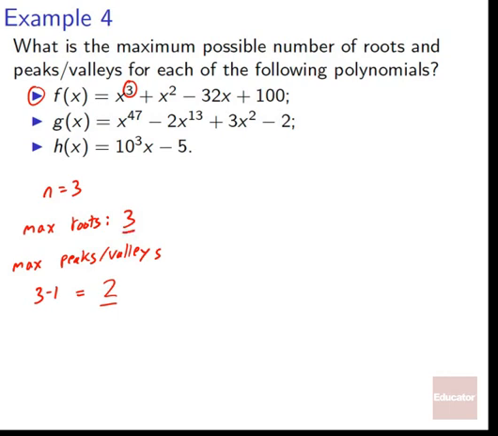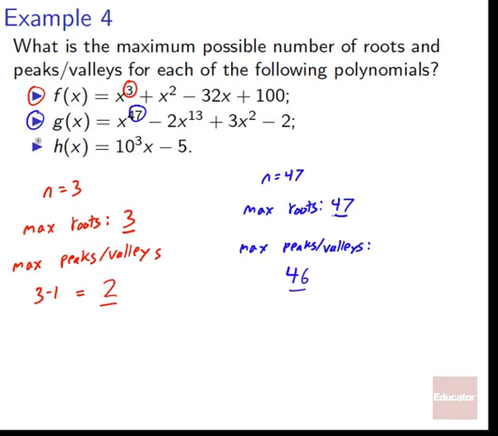We don't necessarily know it will have that many. All we know is that's the maximum it could possibly have. Next one, we notice the degree for this one is 47. So if n equals 47, then the maximum roots are going to be equal to that degree. Maximum peaks/valleys is going to be 1 less than that degree. So we will get 46, 1 less than that.